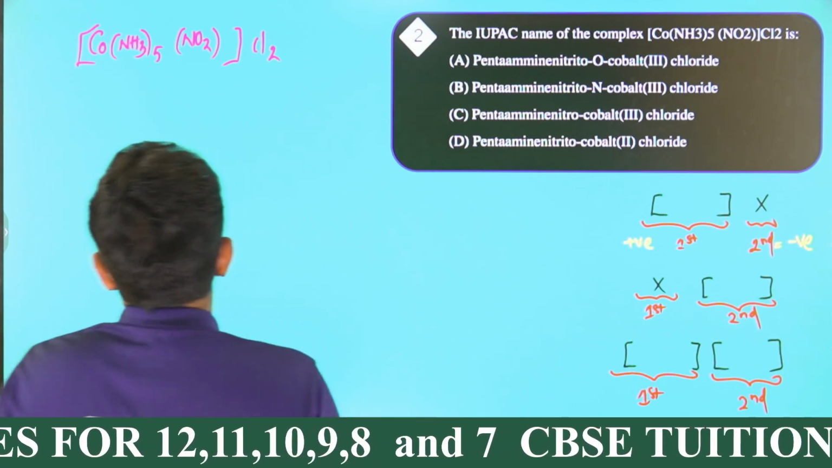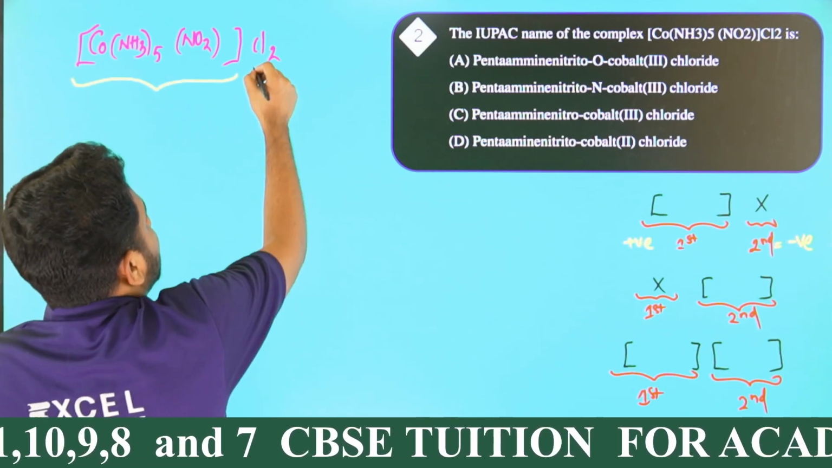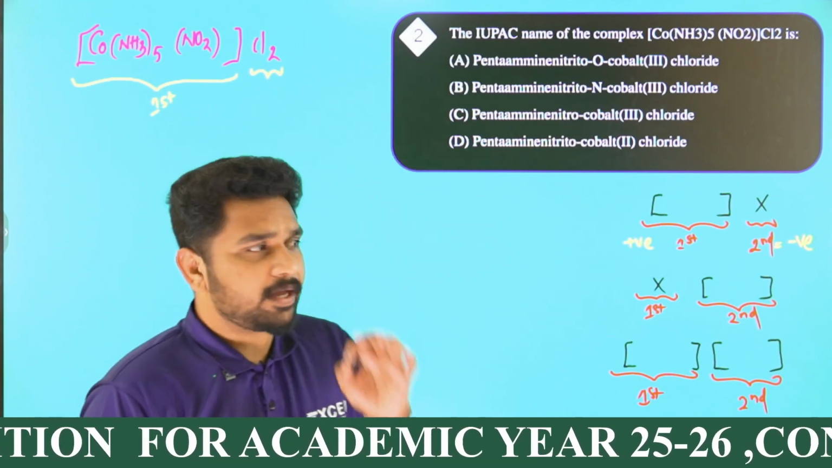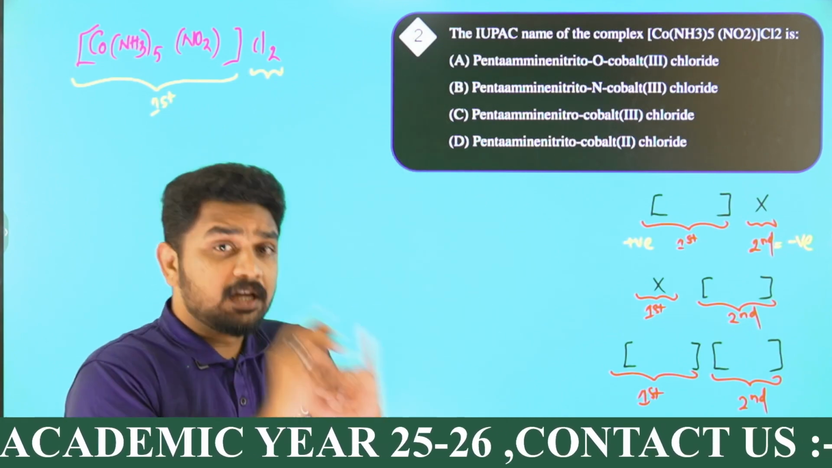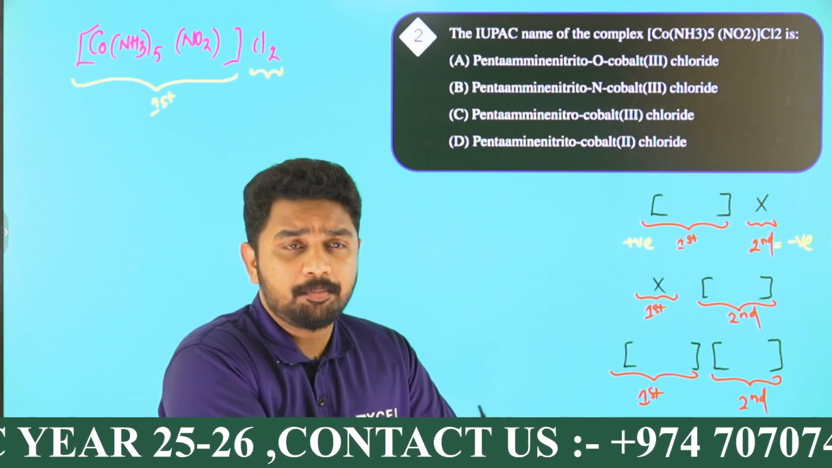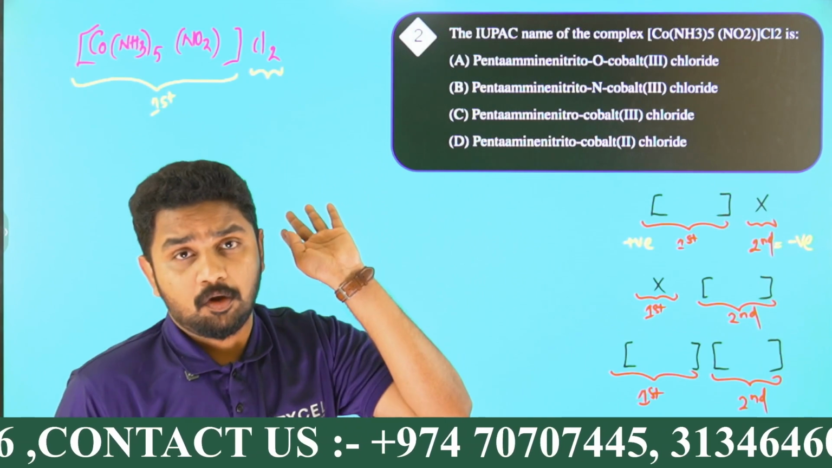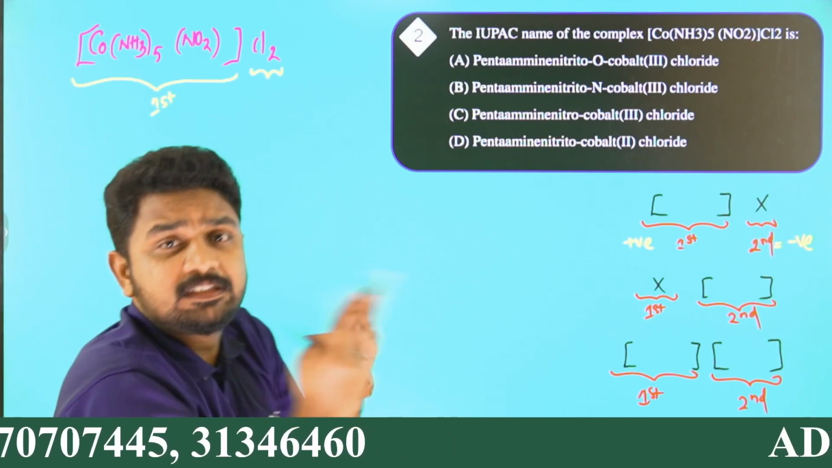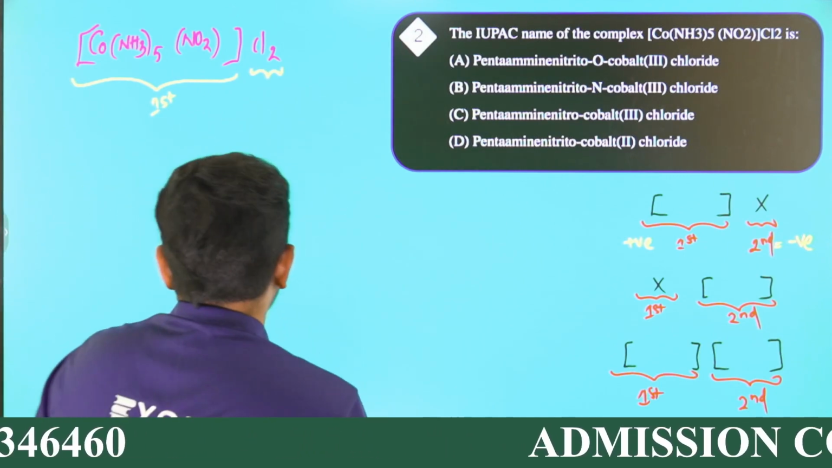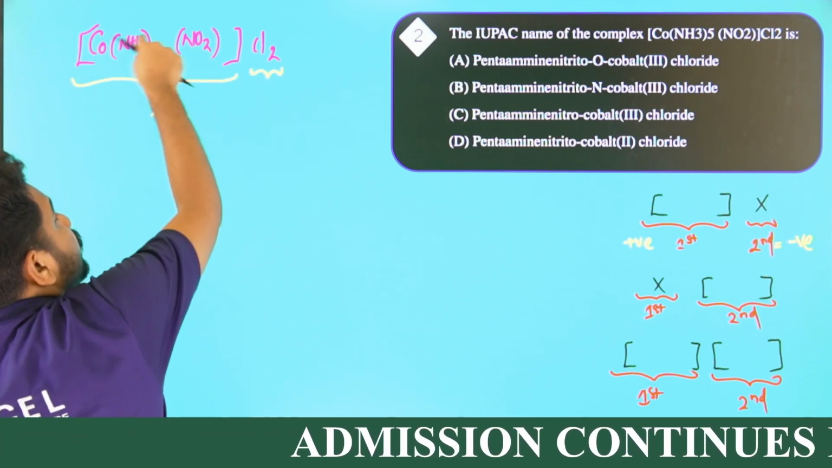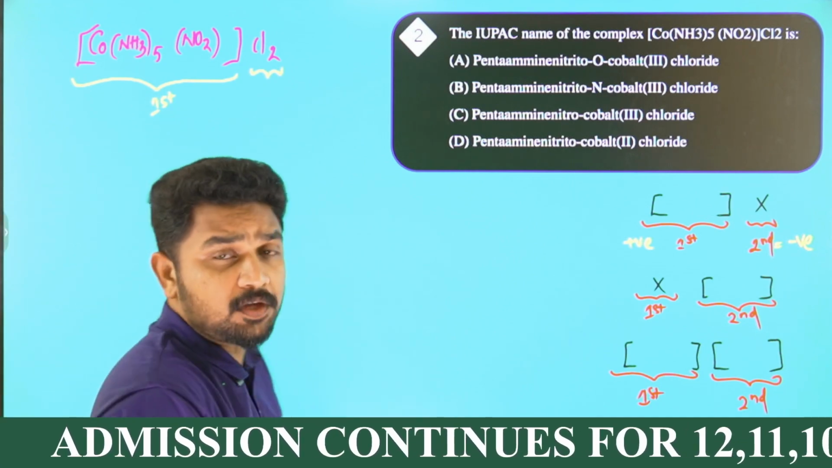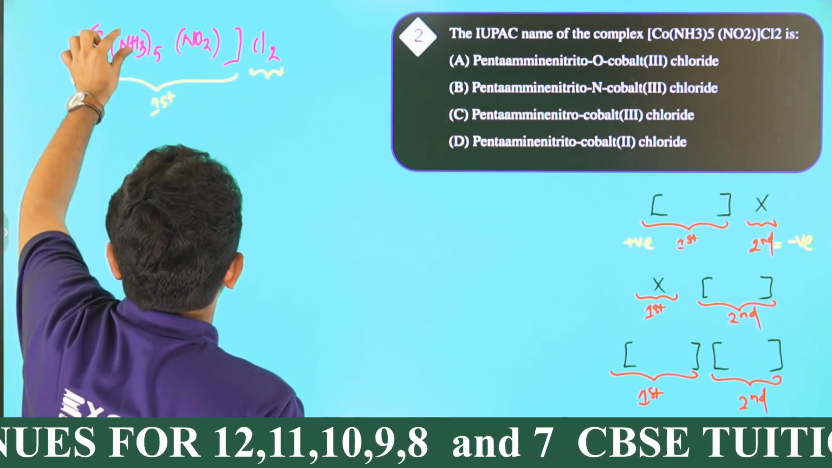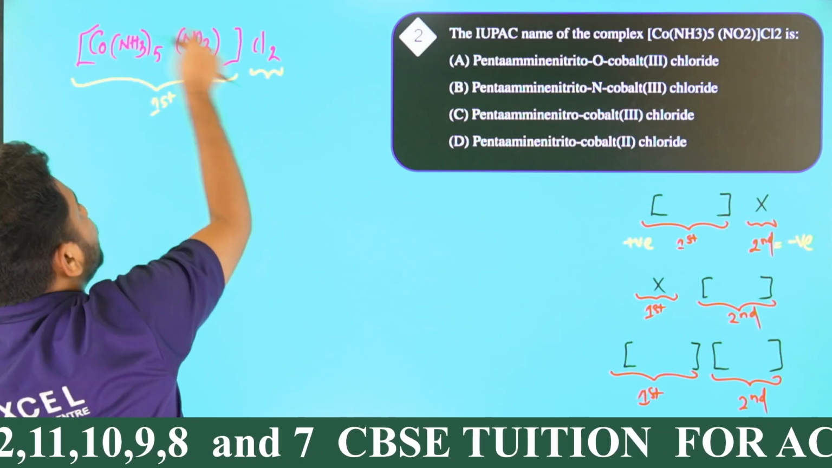So in this question, this is the first part and this is the second part. What is the first rule you need to remember when doing IUPAC nomenclature of a coordination compound? You have to start with the first part, or positive part. Your first part is a coordination sphere, so you have to start with the names of the ligands, because in a sphere there will be the central metal and ligands. Here cobalt is the central metal, and NH3 and NO2 are the ligands.